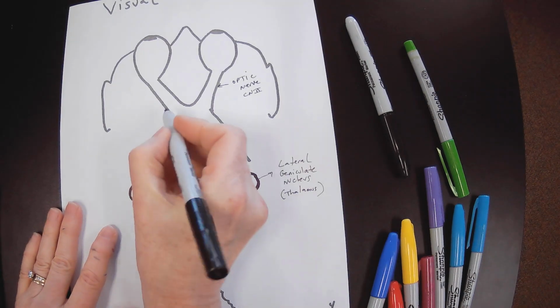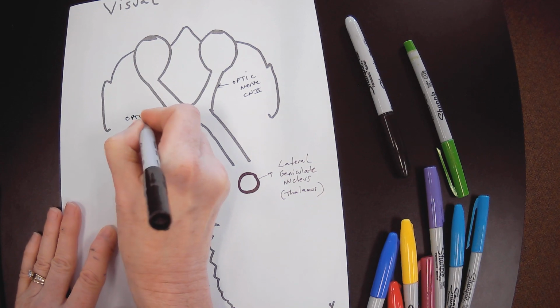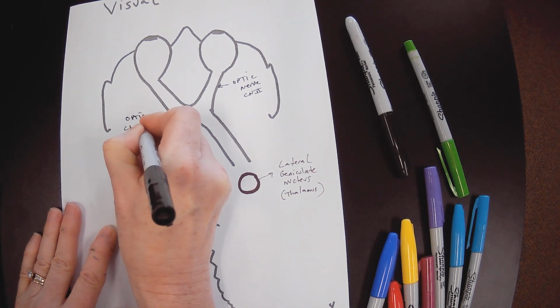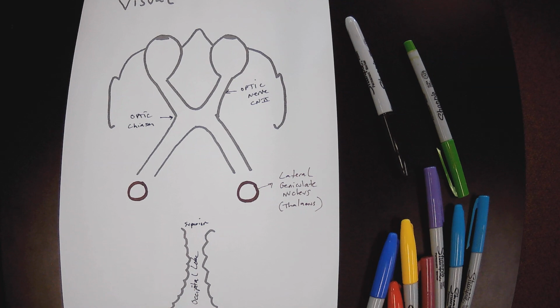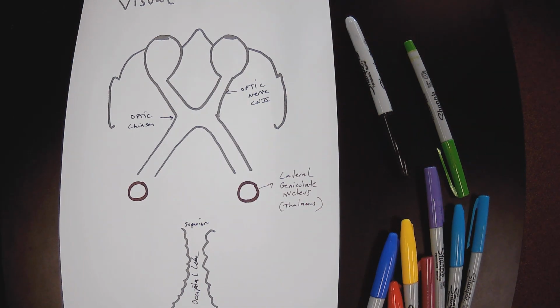This X-like structure has a special name. It's called your optic chiasm, C-H-I-A-S-M. Your optic chiasm actually sits just in the area of the pituitary gland. So a lot of times if you have a pituitary tumor that impinges on that optic chiasm, you have some very special visual presentations, and that's one thing we should be aware of. We'll talk about that as we go.